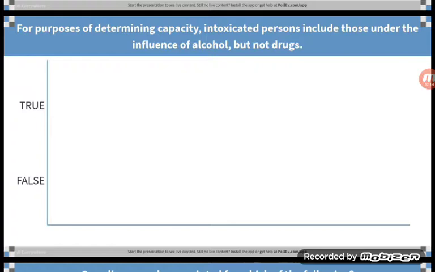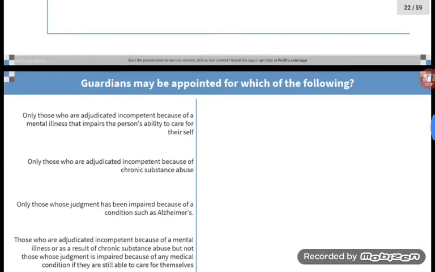For purposes of determining capacity, intoxicated persons include those under the influence of alcohol but not drugs. This would be false. Intoxicated persons include those under the influence of drugs as well. In regards to contract law, intoxicated includes alcohol and drugs.